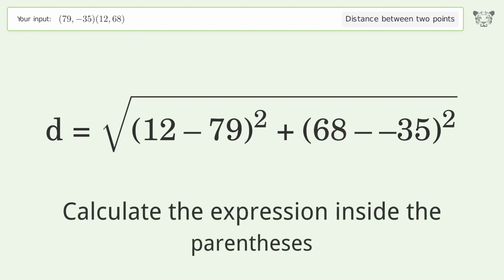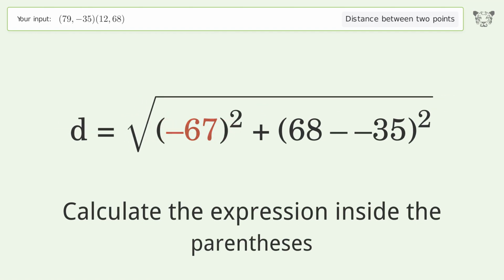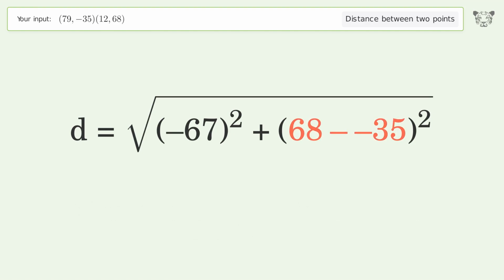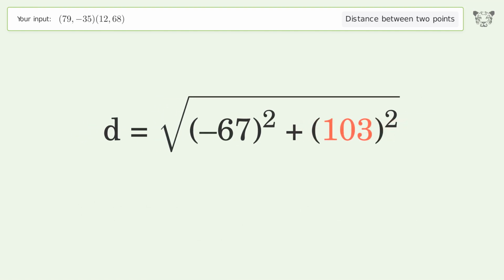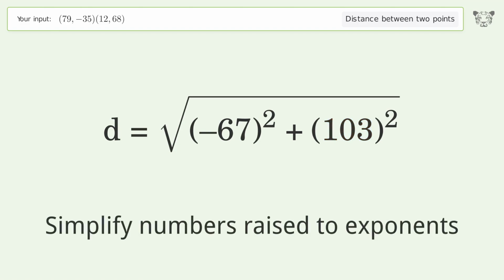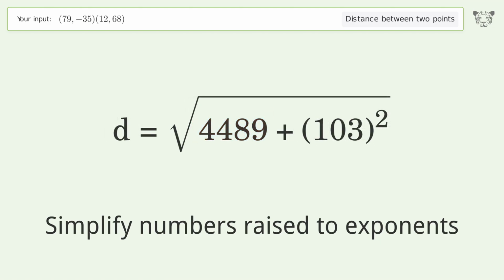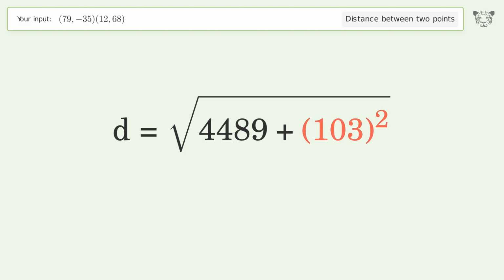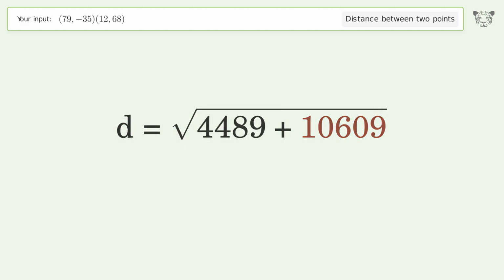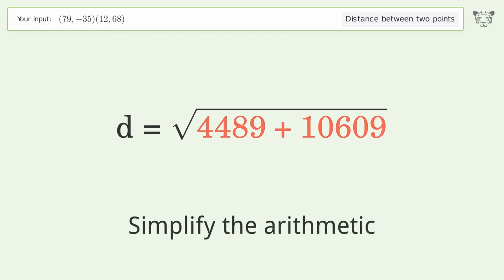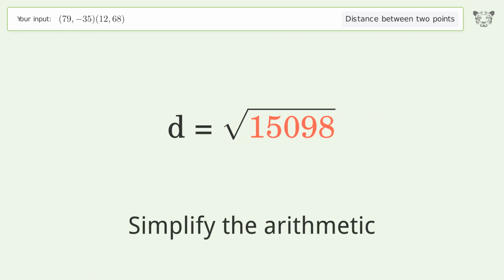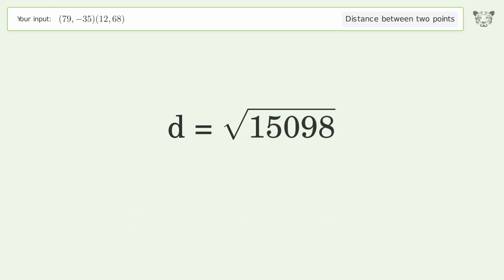Calculate the expression inside the parentheses. Simplify numbers raised to exponents. Simplify the arithmetic. And so the distance between the 2 points is the square root of 15,098 or 122.874.